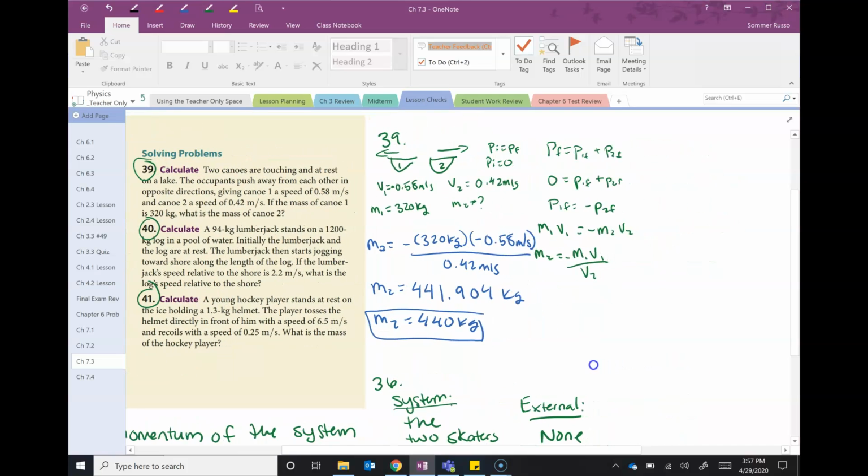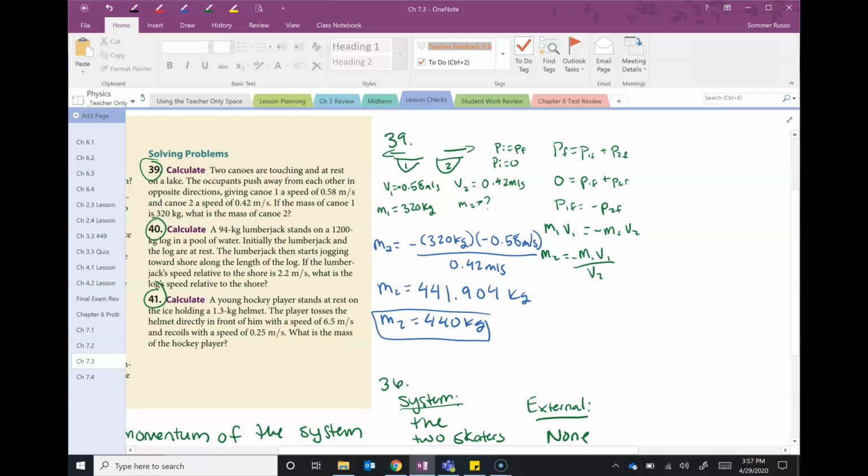We can keep going with number 40. Draw a line here. Number 40 says a 94 kilogram lumberjack stands on a 1,200 kilogram log in a pool of water. Initially, the lumberjack and log are at rest. So that goes ahead and tells us that P_i is equal to 0.